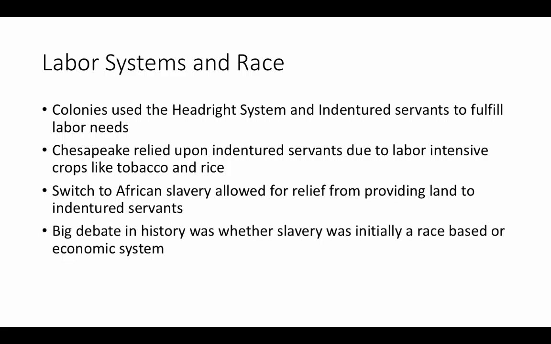Now, one of the biggest debates I like to go over with the kids at this point is, was slavery initially a race-based or economic system? Most of the kids probably are going to say it was an economic system, and they're going to say that based upon Bacon's Rebellion and the need to farm these crops.